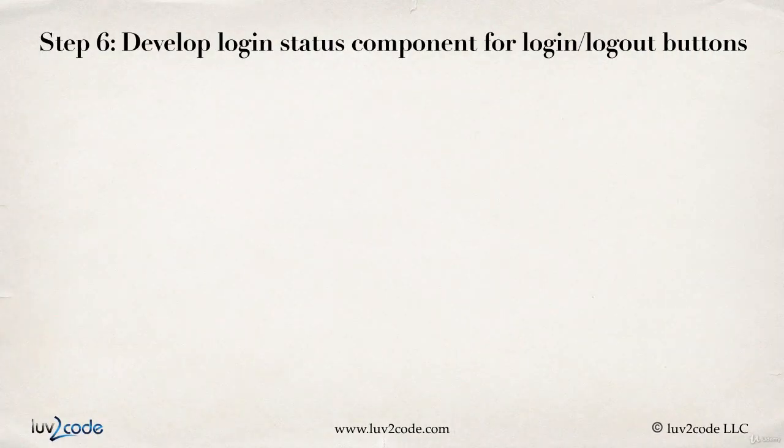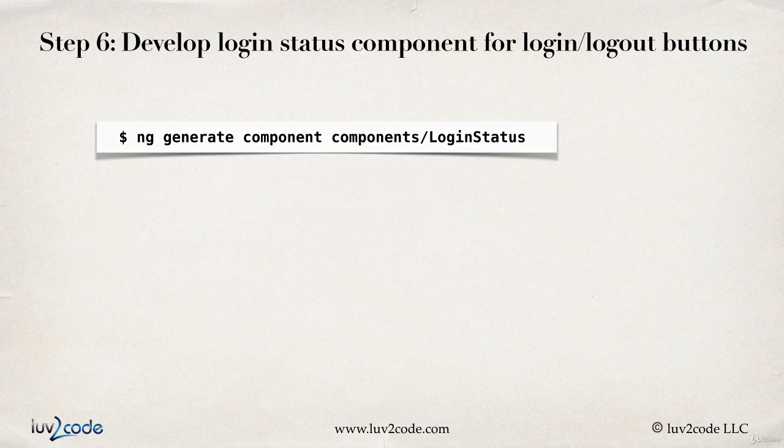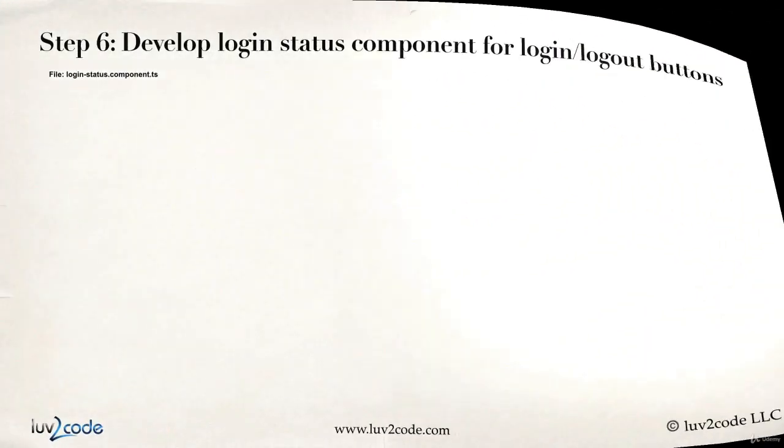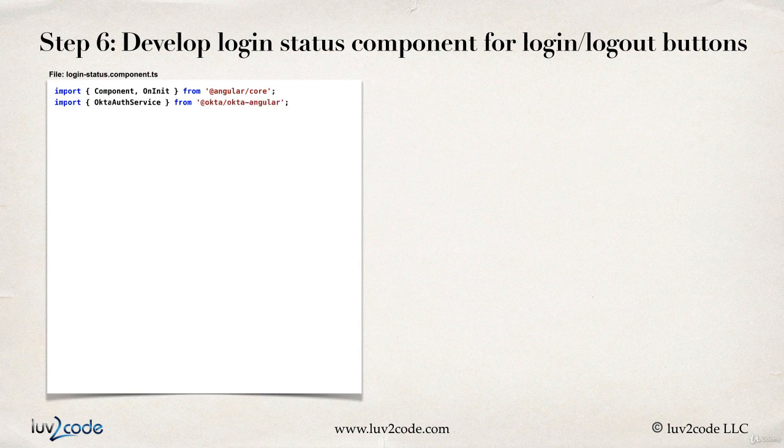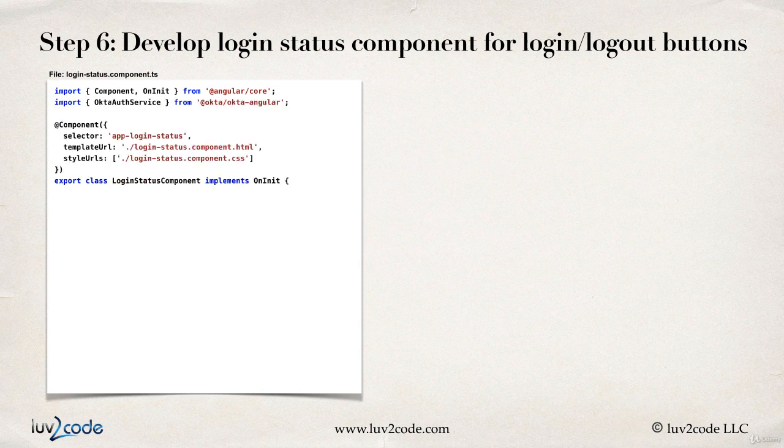Alrighty, just getting started here, we use the Angular CLI again: ng generate component components/login-status. And then we'll move into our login-status.component.ts file. We take care of some imports up top, our normal @Component and our LoginStatusComponent. We'll set up two fields here, isAuthenticated and userFullName. We'll use our constructor to inject the Okta auth service.